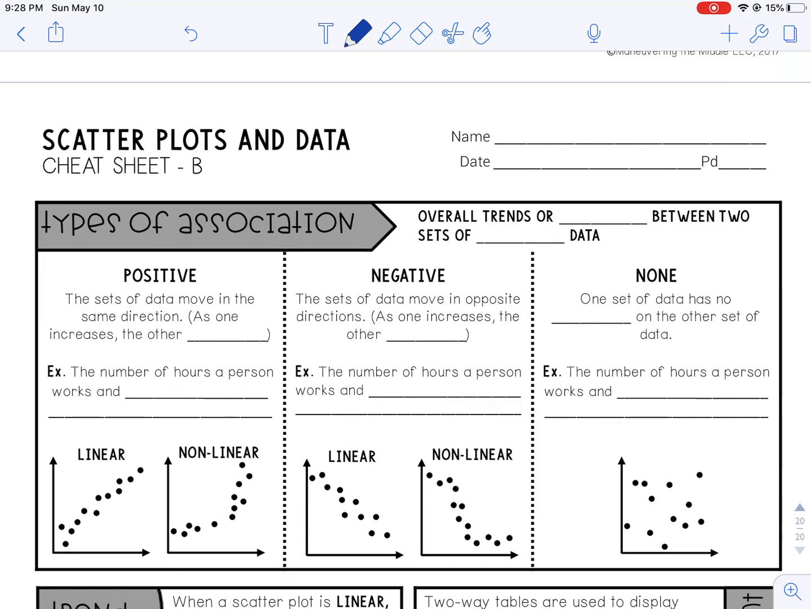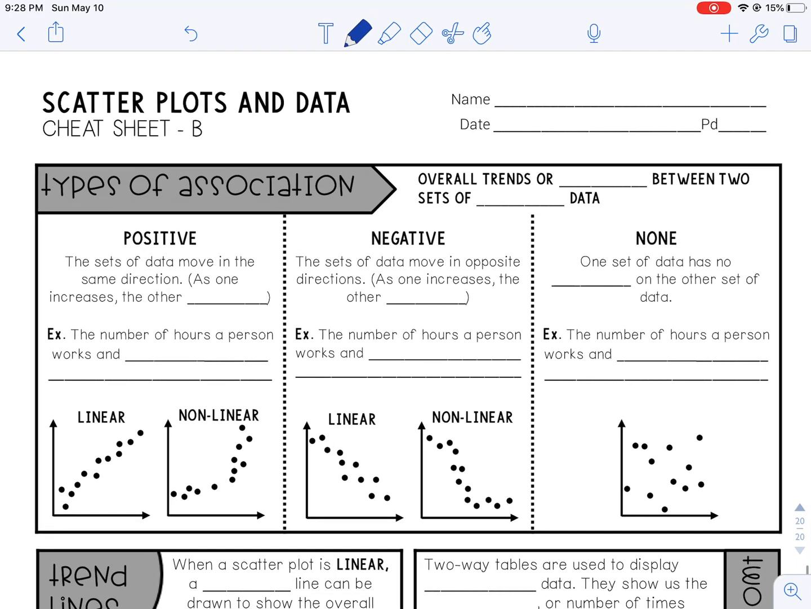This is a review of scatter plots and data. Unless you're in algebra, then this might be brand new to you. You do need to either print out this paper or grab some regular paper and jot down some notes. Somehow between the two, you do need to have some notes. Also, you might want to grab a calculator. You may need it later.